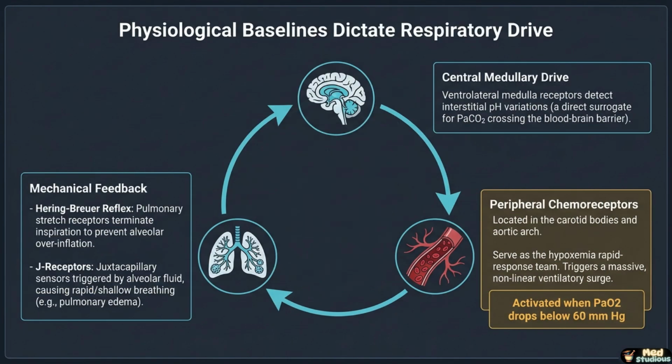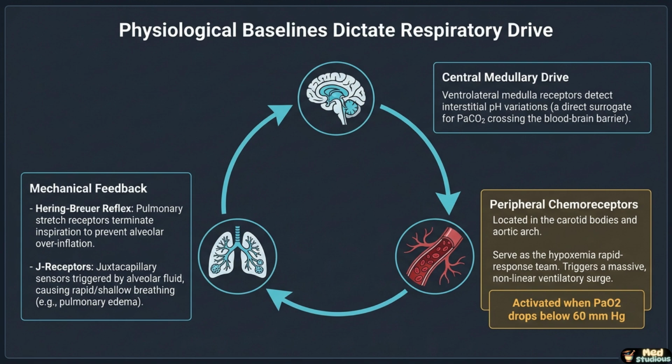Your breathing rate isn't random. It's continuously regulated by a tightly controlled feedback loop. At the center sits the central medullary drive, where receptors in the ventrolateral medulla detect interstitial pH changes, essentially using pH as an indirect surrogate for carbon dioxide levels crossing the blood-brain barrier. As CO2 rises, pH drops, and the medulla increases ventilation to compensate.